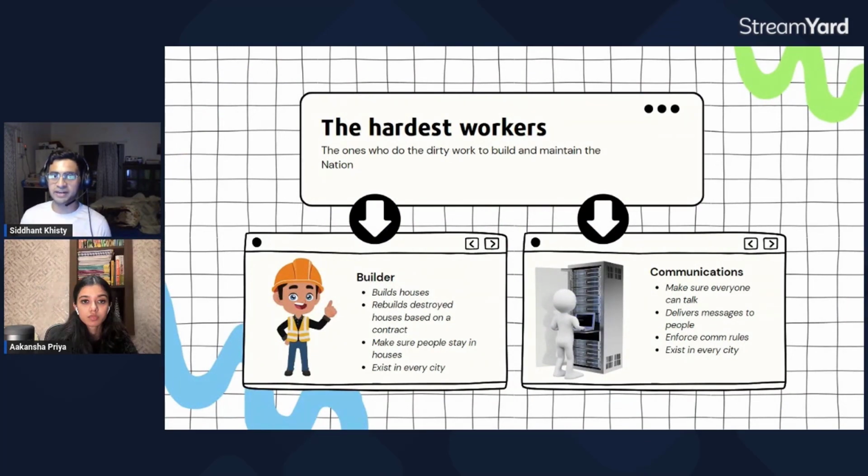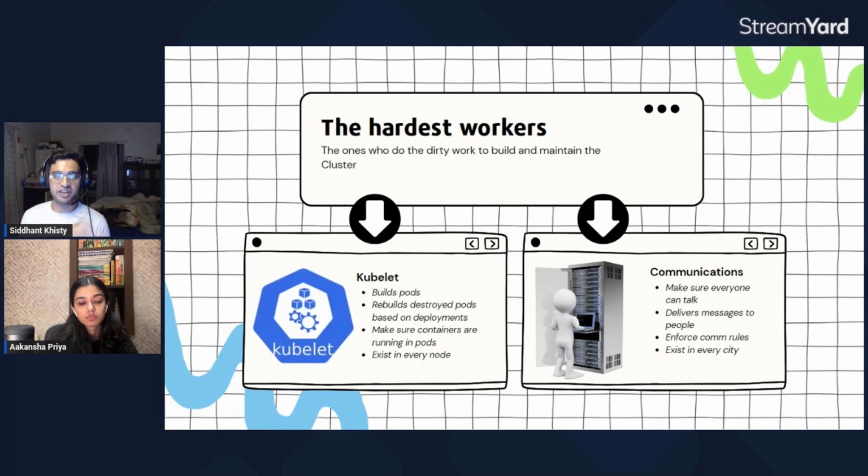Now let's talk about the hardest workers within a Kubernetes cluster. We talked about the builders and communication agencies who build your houses, or rather build your pods and establish your networks. Within a Kubernetes cluster, the job of building all these pods and running the containers within the pods is handled by a component called the kubelet. This kubelet is going to exist within every single one of your nodes, whether it's a regular worker node or your control plane node, doesn't matter. The kubelet will exist everywhere.